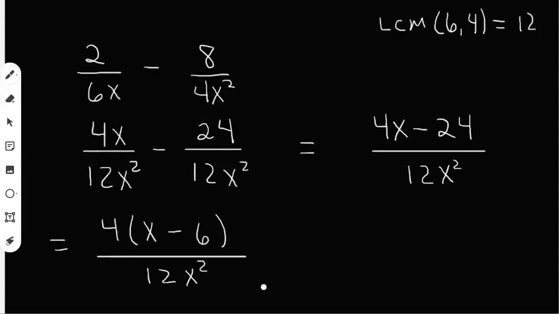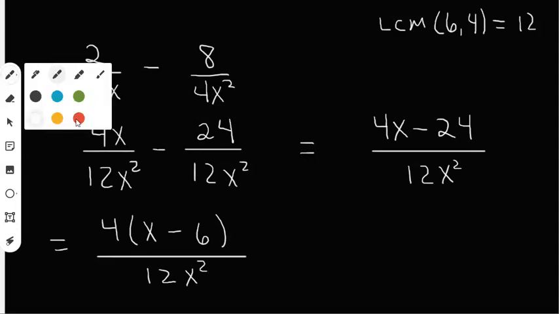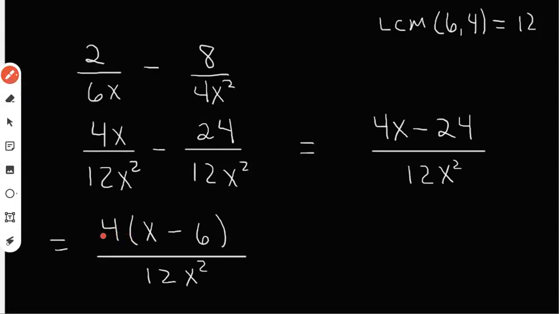So now what can cancel out? What can we cancel out on the top and the bottom? Well, I have a 4 and a 12. If I divide the top by 4, then the 4 is going to change into a 1. If I divide the bottom by 4, that 12 is going to change into a 3. So my final answer at the end is going to be 1 times x minus 6 at the top. That's just going to be x minus 6 since I'm multiplying everything by 1. And at the bottom, I'm going to have a 3 and an x squared. And now I know that I'm done because there's nothing left that I can factor or simplify.